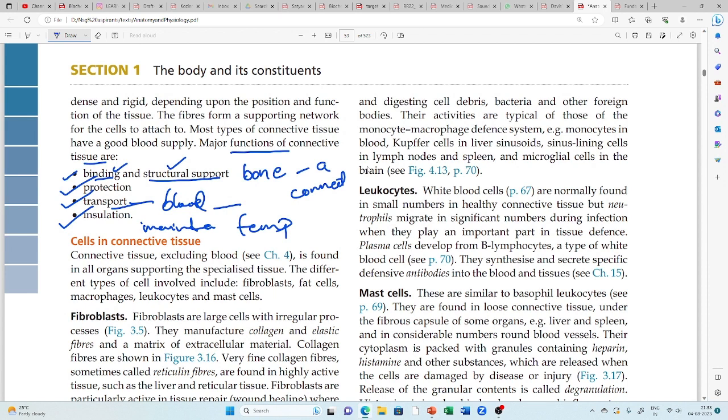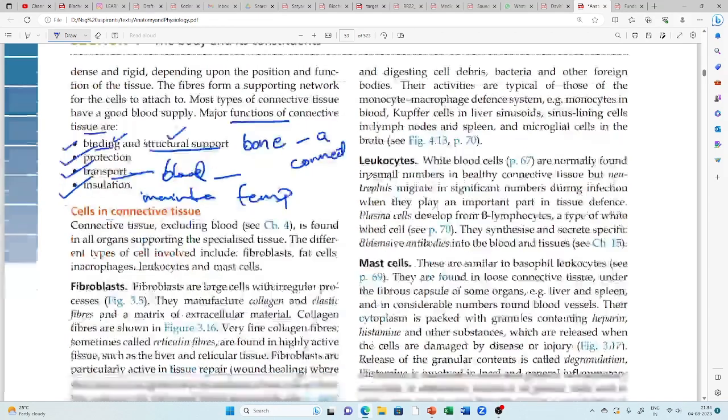Before going into more detail and the types of connective tissue, we will get an idea about the types of cells. We know that tissue means a group of cells. Once the same type of cells come together, we call it tissue. So in connective tissue, there are different types of cells based on the type, function and location of the connective tissue. We will see what the types of cells are.